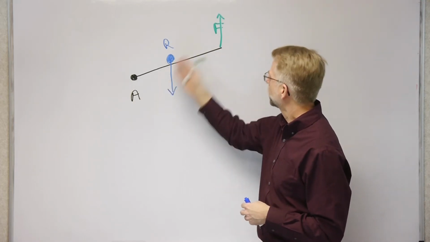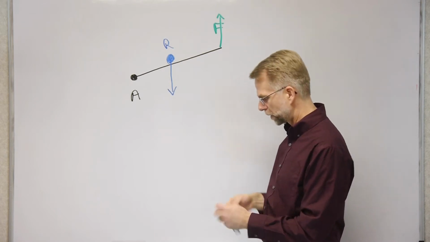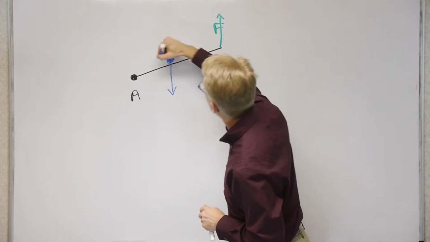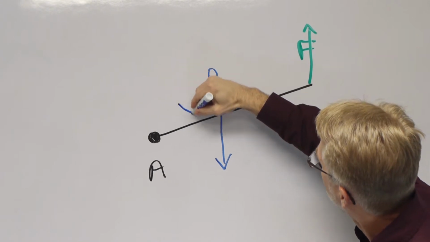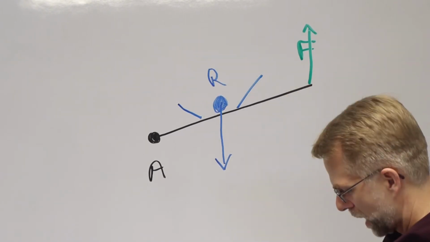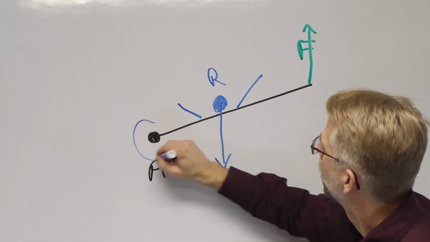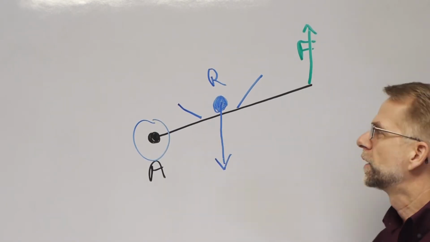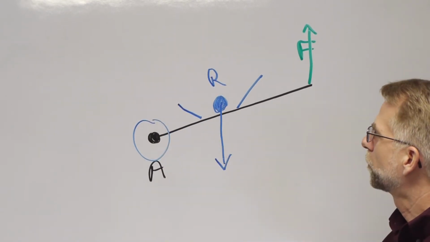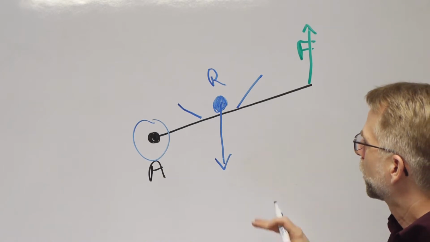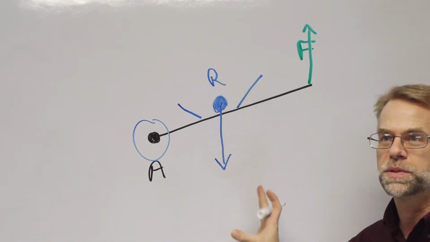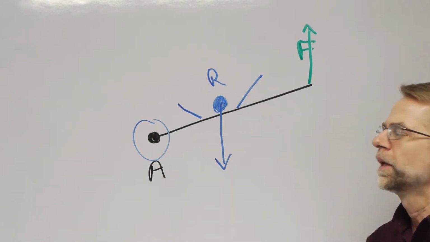If you just look at this example, it might look somewhat familiar to you because this could also be, if you wanted it to be, a wheelbarrow. If that helps you understand how that works, that would be one common example of how this particular lever would work.